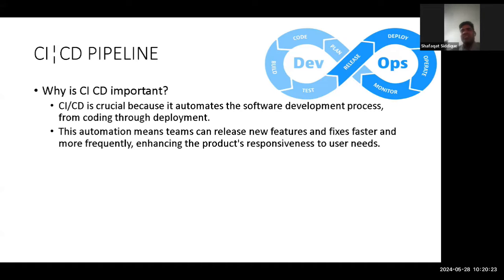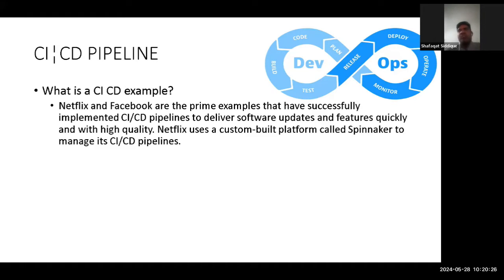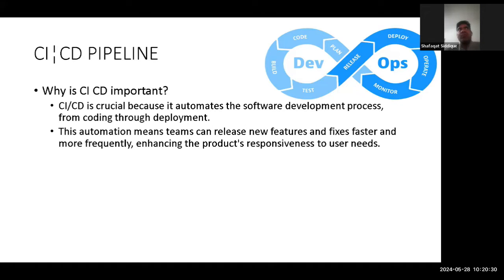And why is CI/CD important? CI/CD is important because it automates the software lifecycle through coding. Everything is automated. With just one click, the team lead or the project manager can deploy it towards the server.